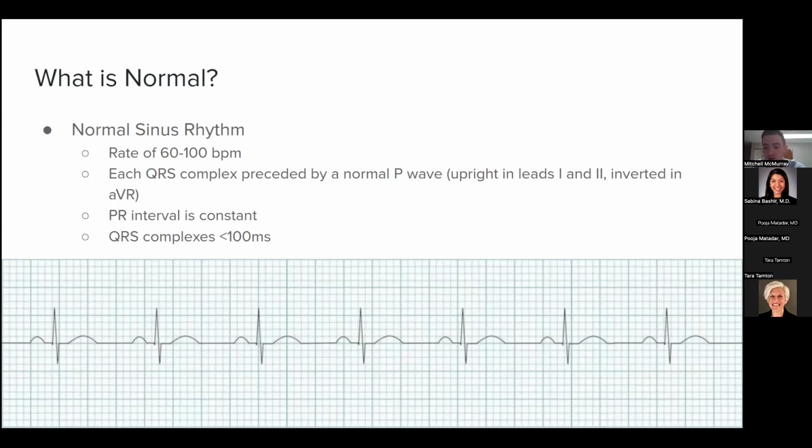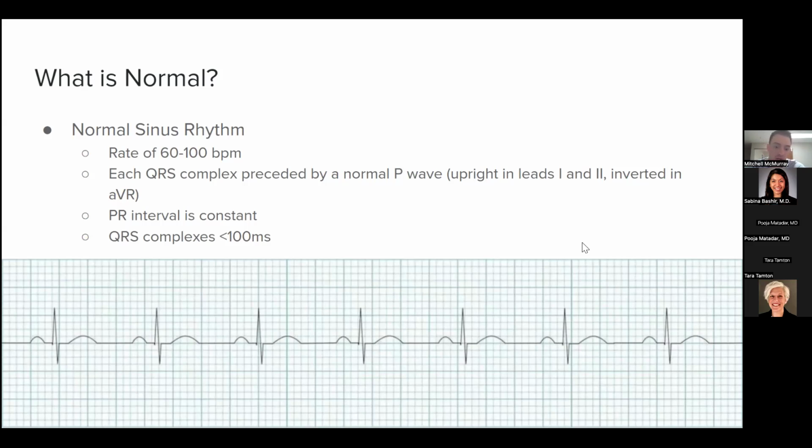An important place to start when looking at EKGs is realizing what's normal. What is normal is called normal sinus rhythm. It's a rate of 60 to 100 beats per minute. Slower than that would be sinus bradycardia. Higher than that would be sinus tachycardia. But normal sinus rhythm is right between 60 and 100 beats per minute.